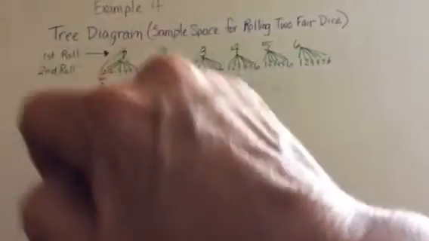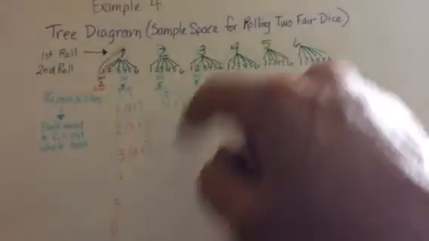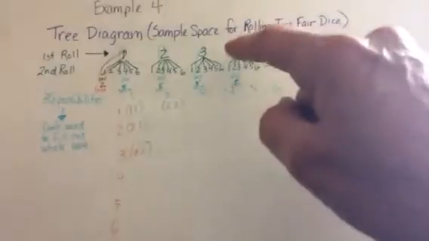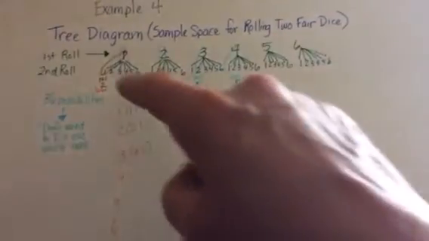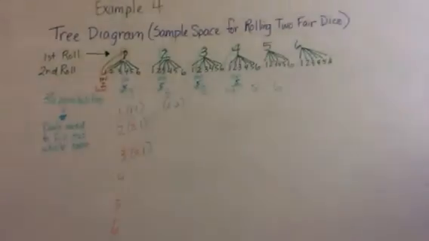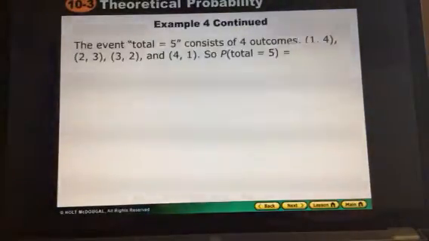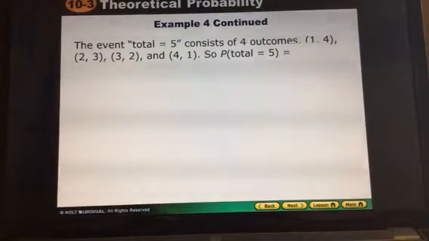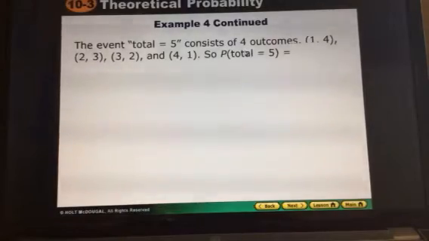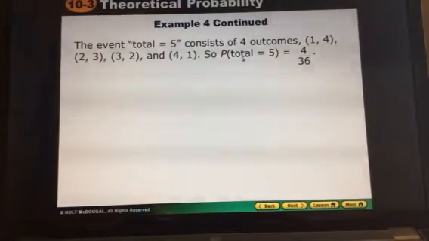There are a few that total 5. So 1 and 4 totals 5. 2 and 3 totals 5. 3 and 2 totals 5, or 4 and 1 totals 5. So there are 1, 2, 3, 4 ways that could happen. So let's take a look then. All right, so I've got those I showed you on the tree diagram. You can rewind if you want to see that again, but you got a 1 and 4, 2 and 3, 3 and 2, or 4 and 1. So the probability of a total of 5 is 4 out of 36.